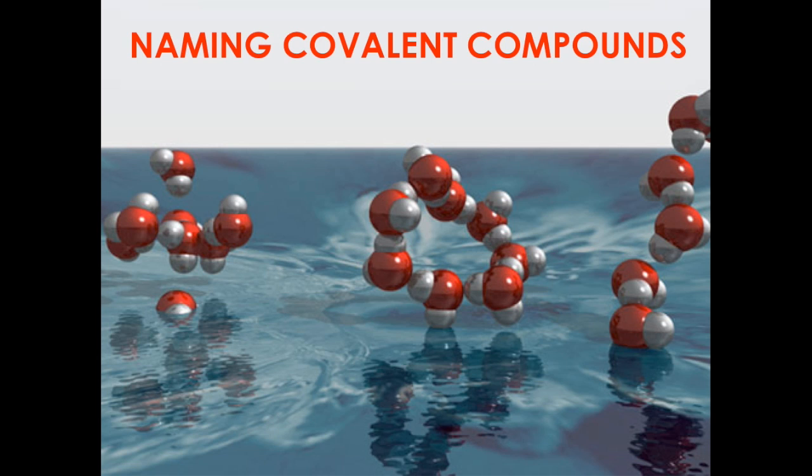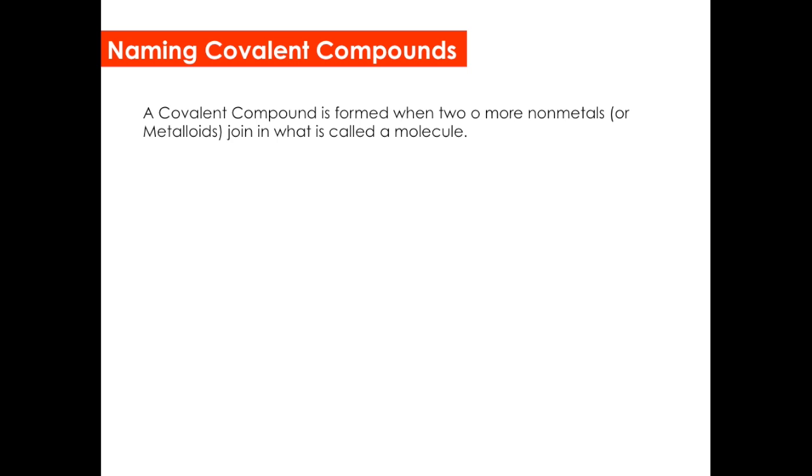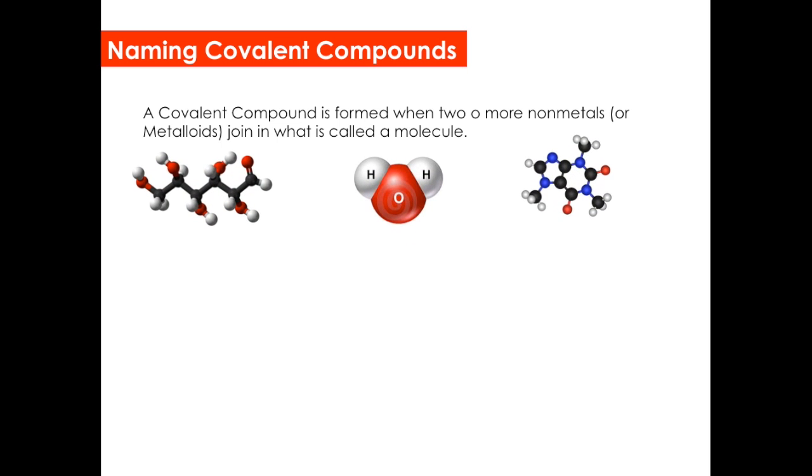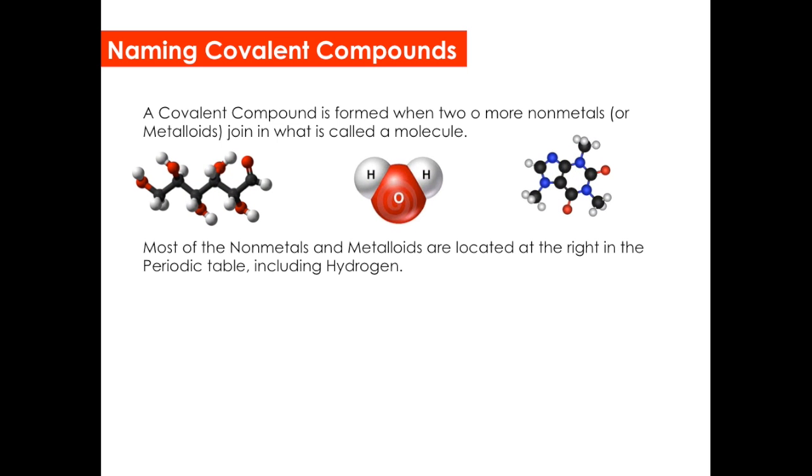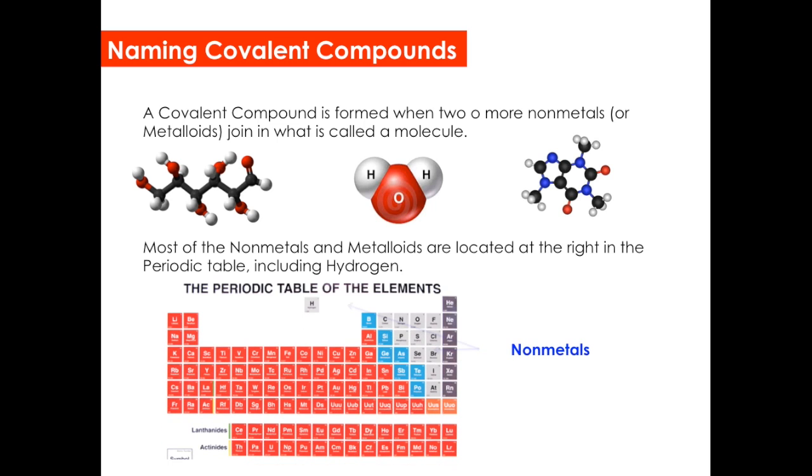Naming covalent compounds. A covalent compound is formed when two or more nonmetals or metalloids join in what is called a molecule. Most of the nonmetals and metalloids are located at the right in the periodic table, including hydrogen.